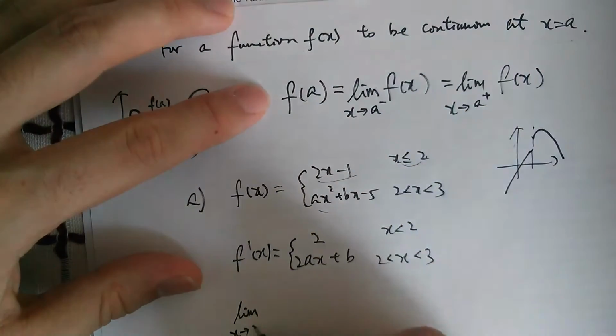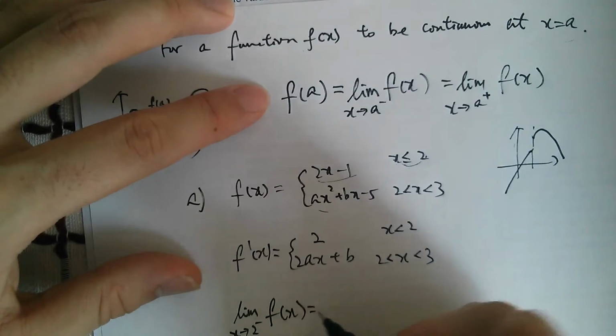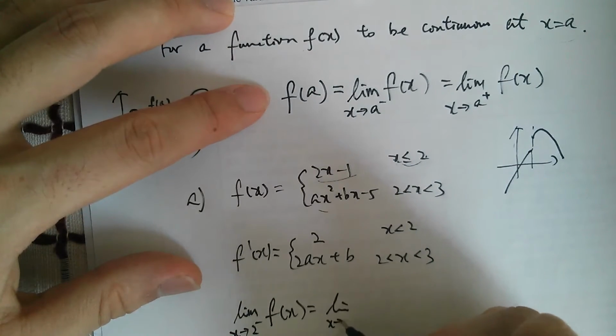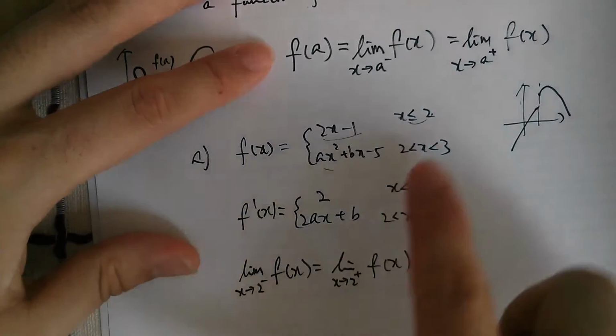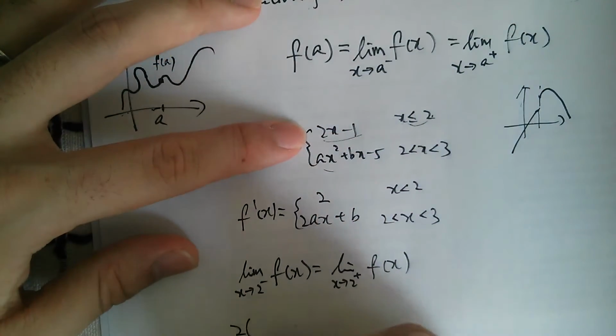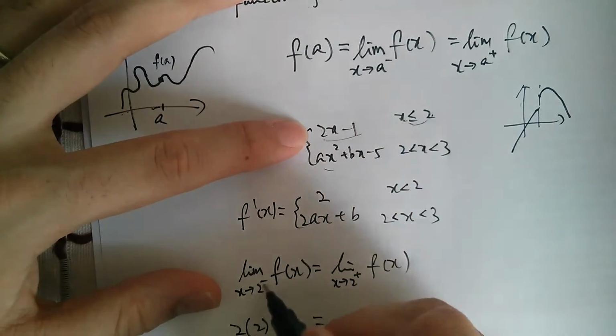So x goes to 2 on the left, f(x) needs to be the same as when x goes to 2 on the right hand side, f(x). When you're on the left hand side, you use this one. So it's 2 times 2 minus 1. We just plug 2 in.